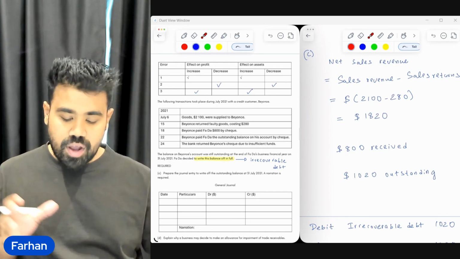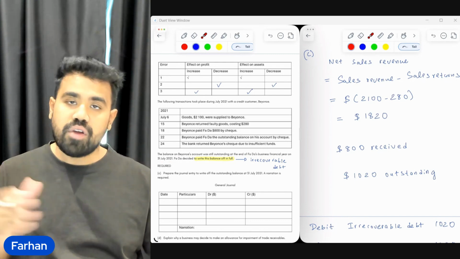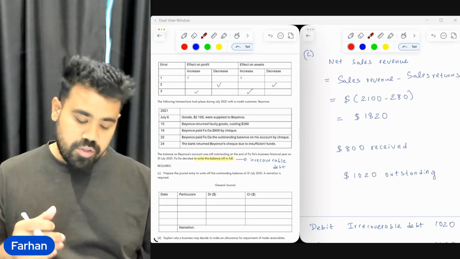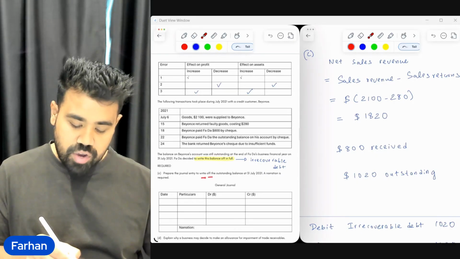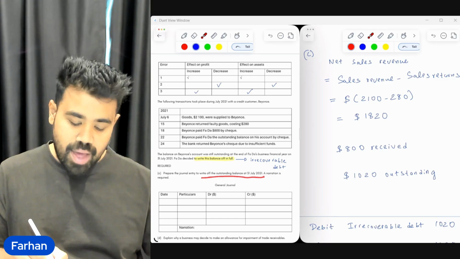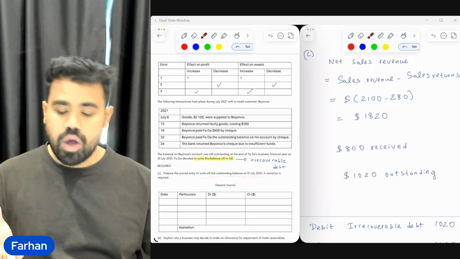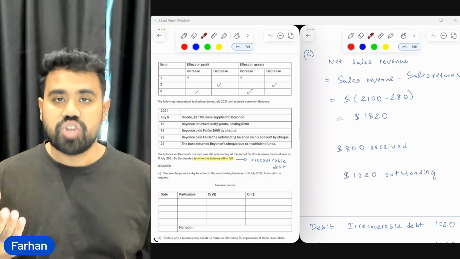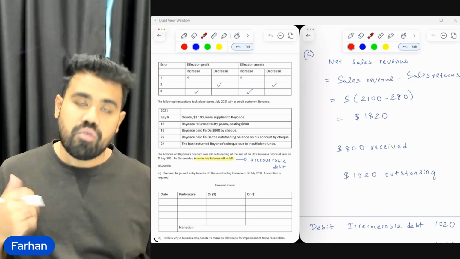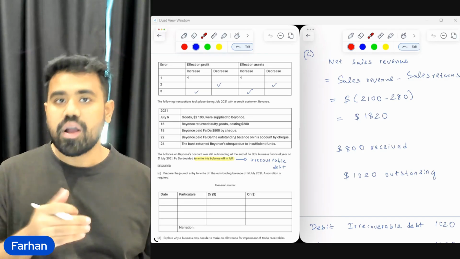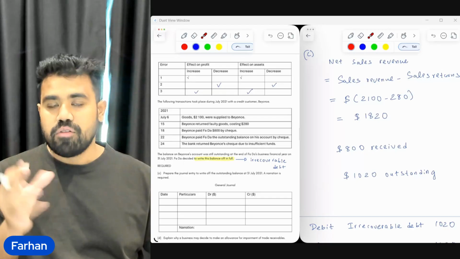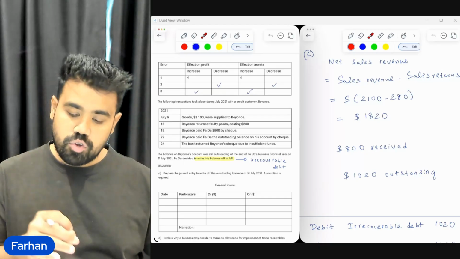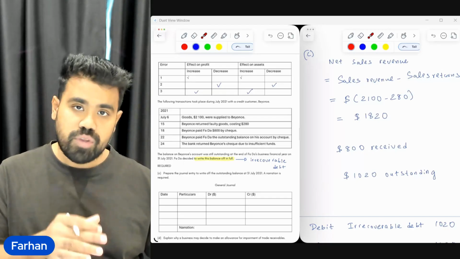So what we can understand is that there is an irrecoverable debt coming into play. What we're required to do in Part C is to prepare the journal entry to write off this outstanding balance at 31 July 2021. So we're performing an adjusting entry where we are writing off the bad debt, or irrecoverable debt. How do we arrive at the total amount for the irrecoverable debt? We need to use all the transactions we have been given here.